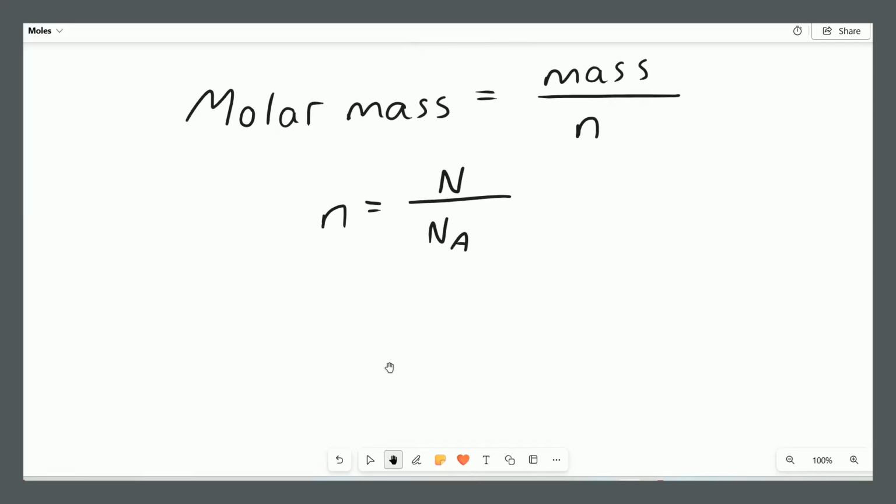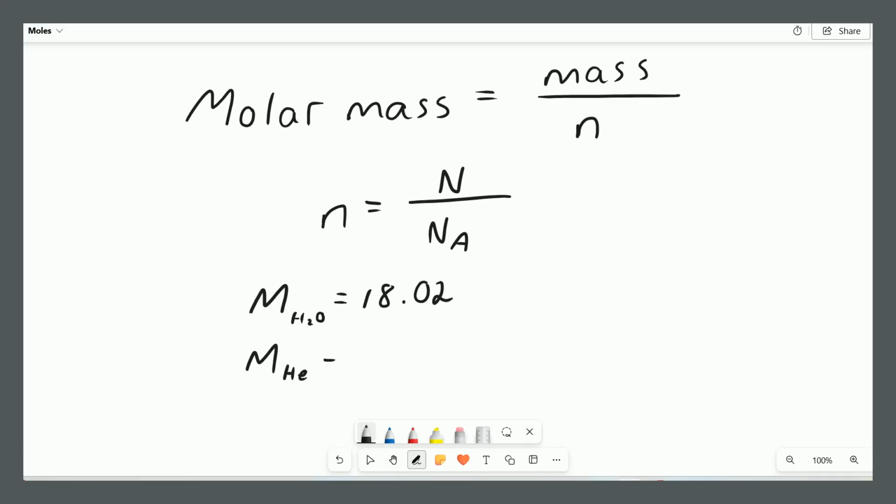We've already calculated molar mass for a number of different elements or particles. The molar mass of H2O we've determined to be 18.02. The molar mass of helium we've determined to be 4. The molar mass of hydrogen we've determined to be 1.01. And the molar mass of carbon we've determined to be approximately 12. And all of these are in units of grams per mole.